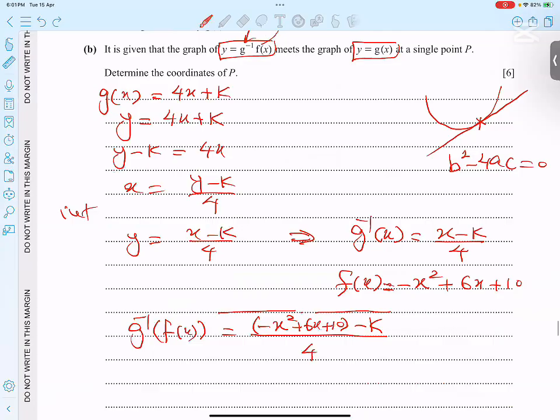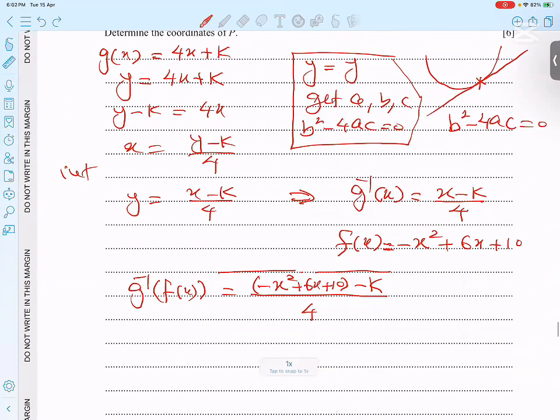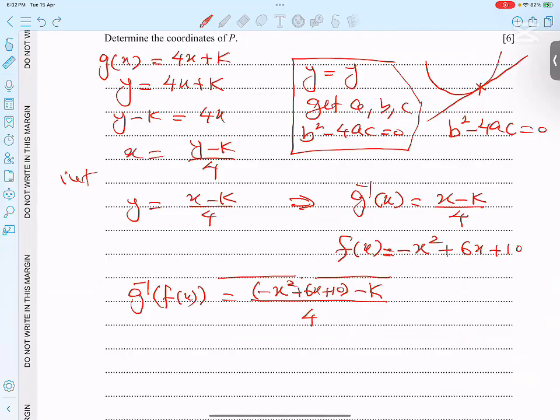So what is step number one for solving this kind of situation? Put y equal to y, get the a, b, c values, and apply b squared minus 4ac equals 0. This is our planning. So step number one, this is called y, this is called y, so I put them equal to each other. So I'm writing 4x + k = −x² + 6x + 10 − k over 4.